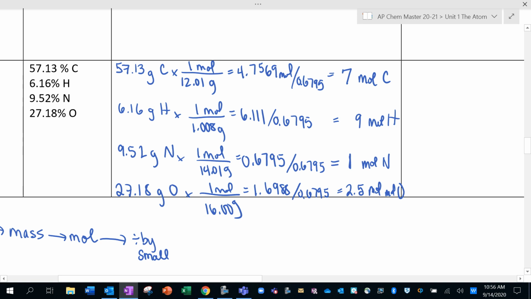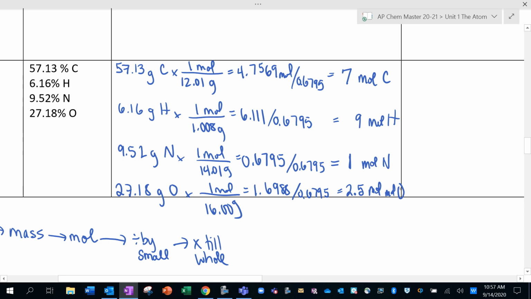And then sometimes you can just stop here. Like if everything's already whole numbers, then you can stop and you're done with the problem. But if you have a fraction like this, 2.5, that means we need to do that multiply till whole step. So you want to ask yourself, what could I multiply 2.5 by to turn it into a whole number?